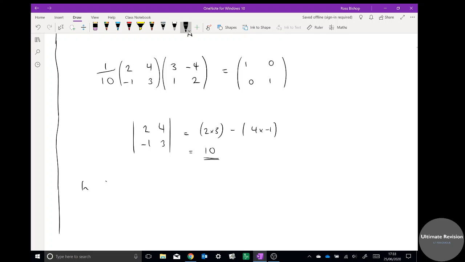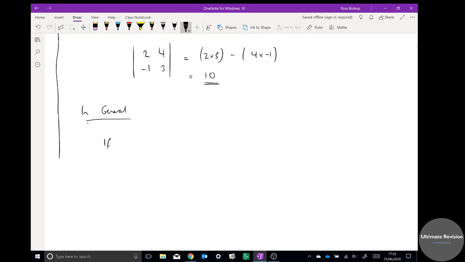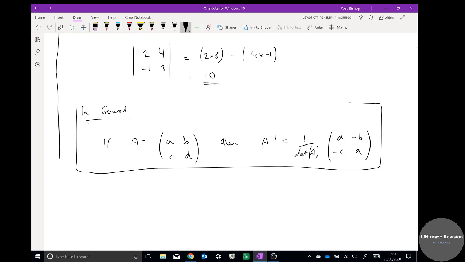So, in general, we can say if matrix A is equal to a, b, c, d, then the inverse of A is 1 over the determinant of the matrix A, and then you switch the leading diagonal, so d, a, and you switch the signs of that secondary diagonal, and that is the general point. You need to learn that.